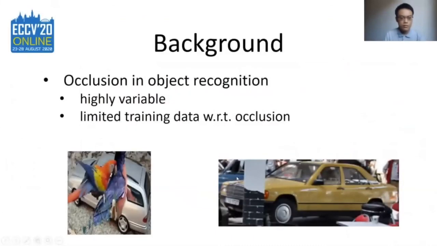Occlusion is an important problem in object recognition. Deep convolutional neural networks suffer from a severe performance drop on occlusions that do not appear in the training data. In the real world, occlusions are highly variable in terms of appearance and shape, so training data is always limited with respect to all possible occlusion conditions.